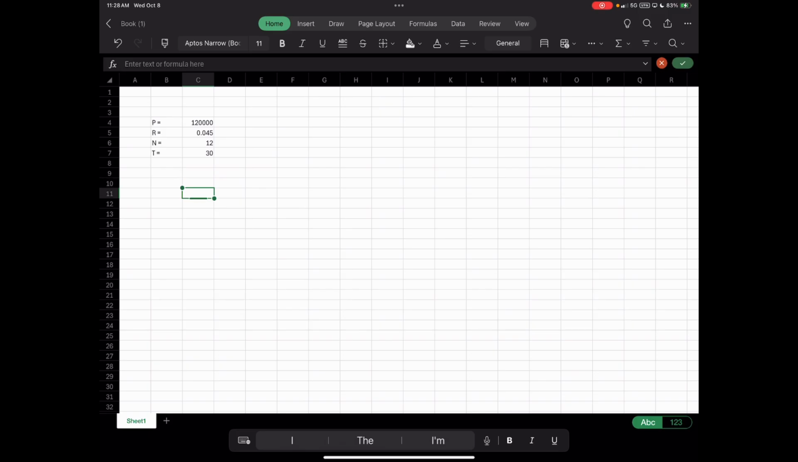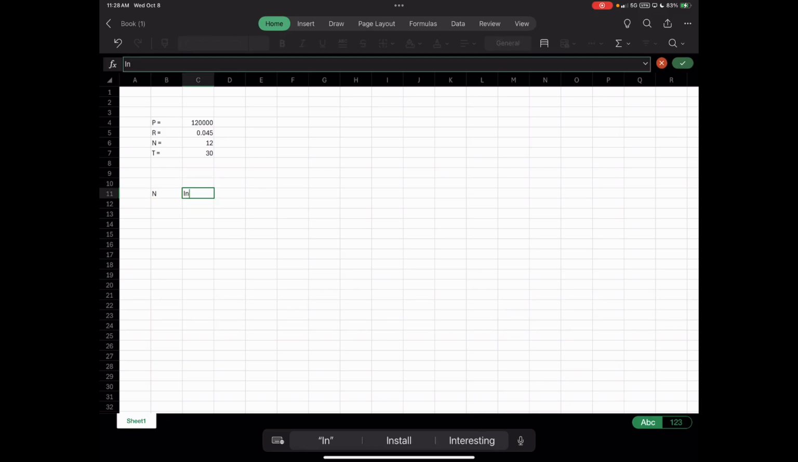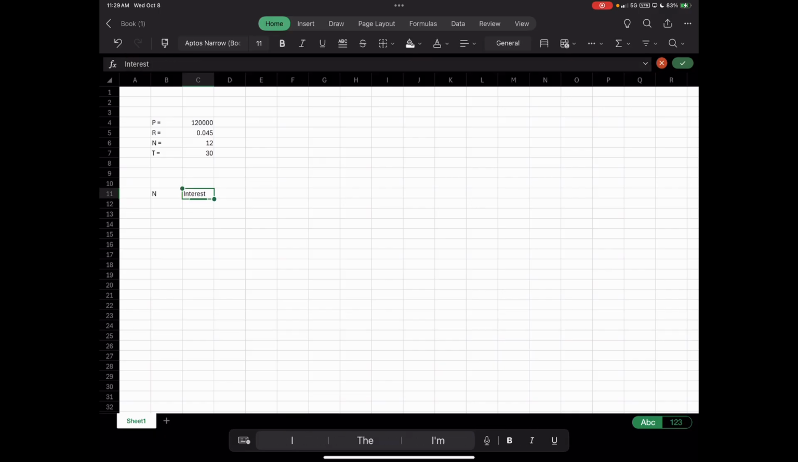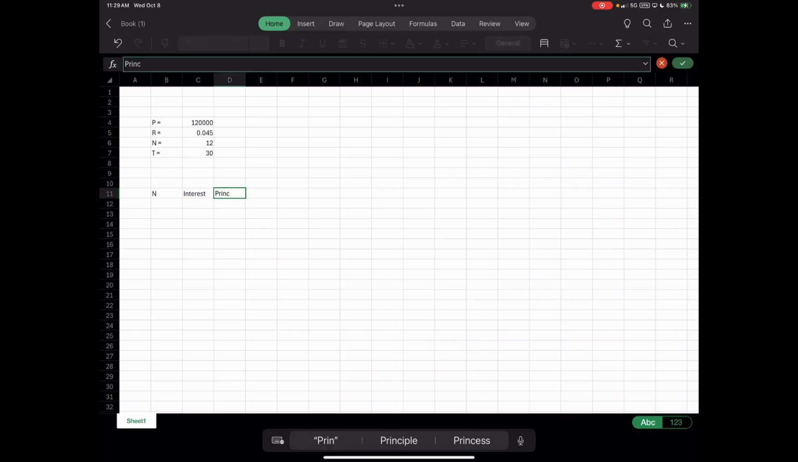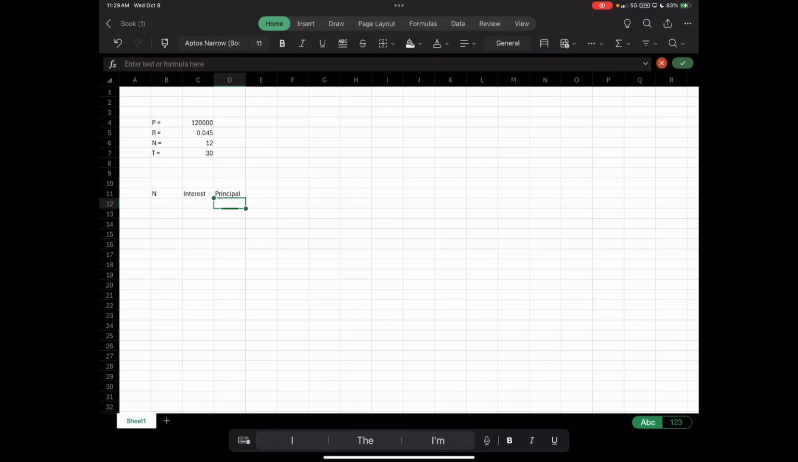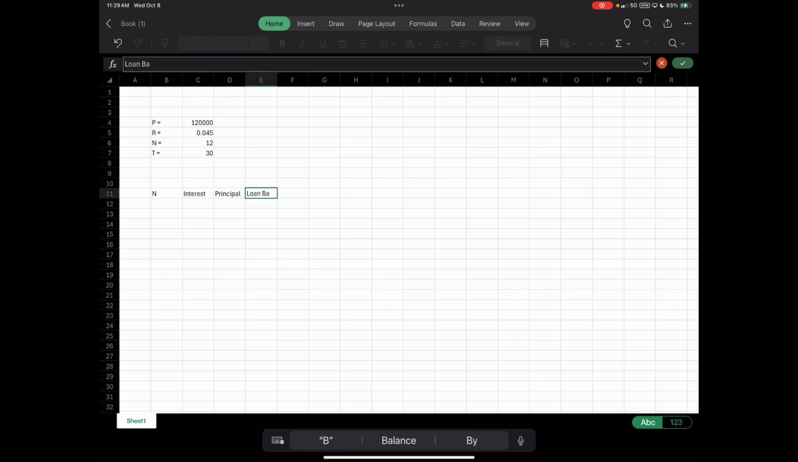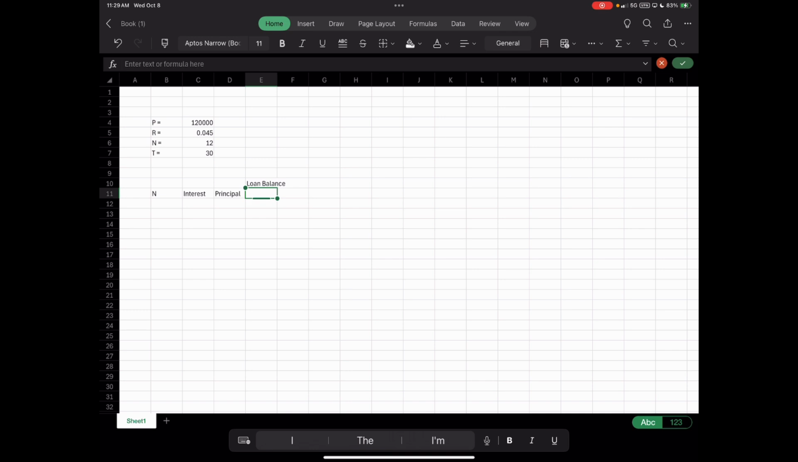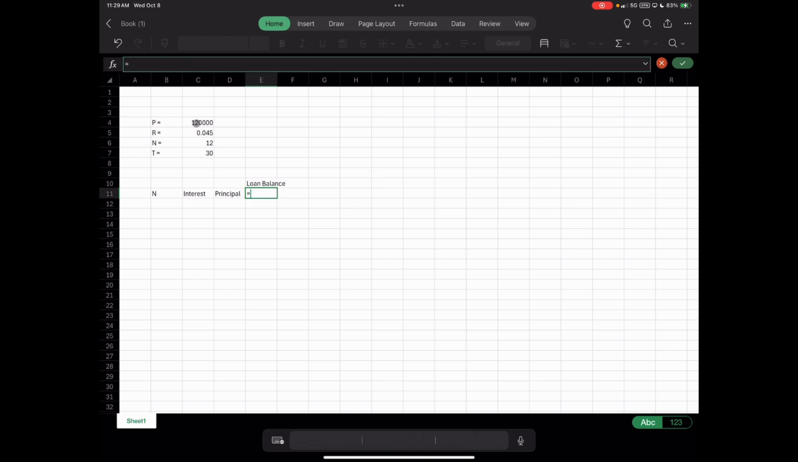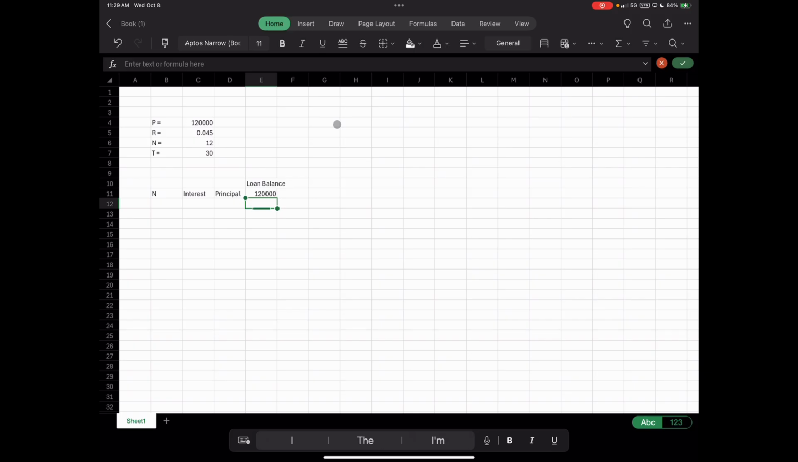All right, and so now I'm going to put N as a column header. I'm going to put interest as a column header. I'm going to put principal. And then I'm going to put loan balance. I'm actually going to do something slightly different here. I'm going to put loan balance 1 up here because I'm going to have my 0-month loan balance equal my initial payment value.